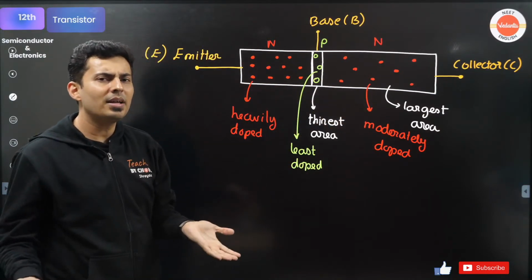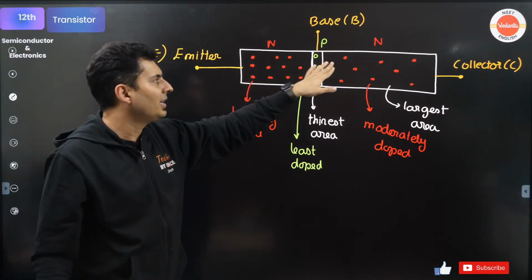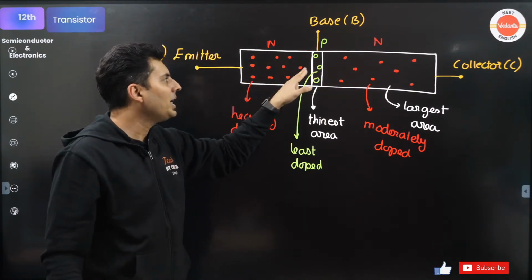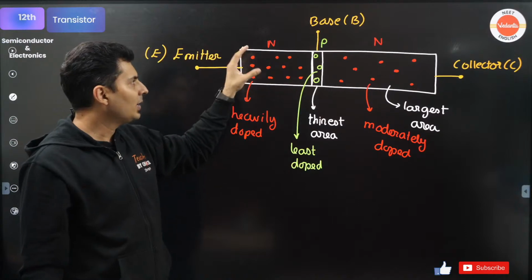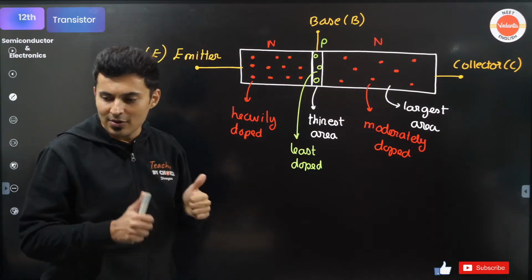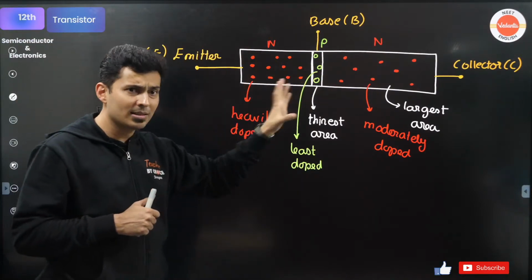I could have done the other way around. I could have made this P, this N, and this P. So then it would be a PNP transistor. Right now this is an NPN transistor. Everybody understood this? There is a symbol for that.